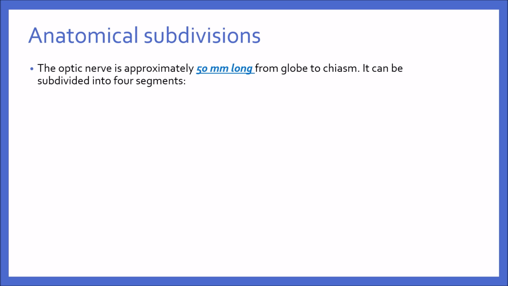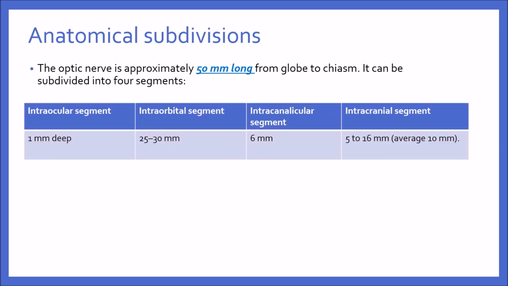Now, anatomical subdivisions. The optic nerve is approximately 50 millimeters long from the globe to the chiasm. It can be subdivided into 4 segments. So the first segment is the intraocular segment, which is 1 millimeter deep. It is the shortest, and it is approximately 1.5 millimeter in vertical diameter. The ophthalmoscopically visible portion and is called optic disc as well.